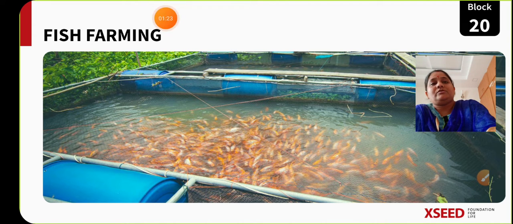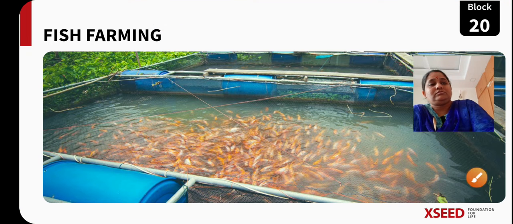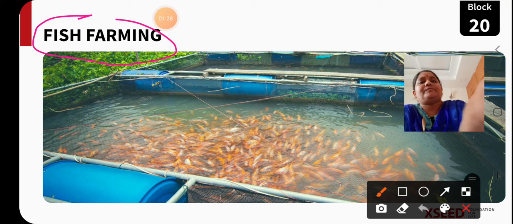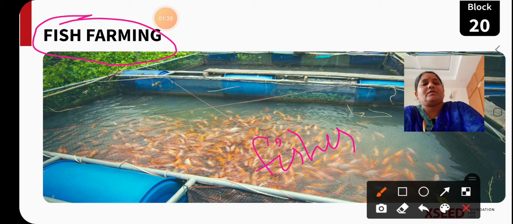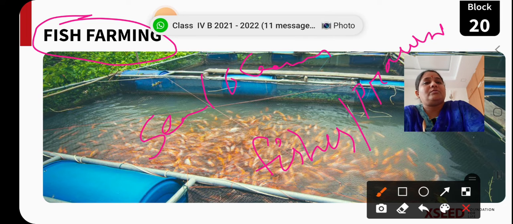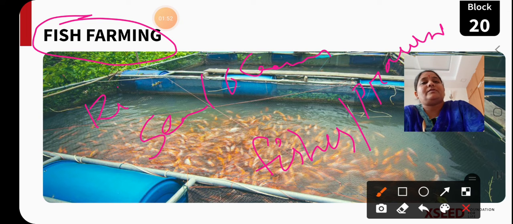So now in today's class we will learn about fish farming. Fish farming is a method where we are rearing fishes and prawns. These are aquatic animals. Generally these aquatic animals you can get in the seas, oceans, and even pure water bodies like rivers, lakes, ponds, everywhere you will get these fishes.